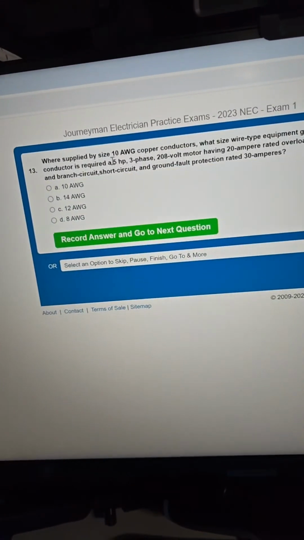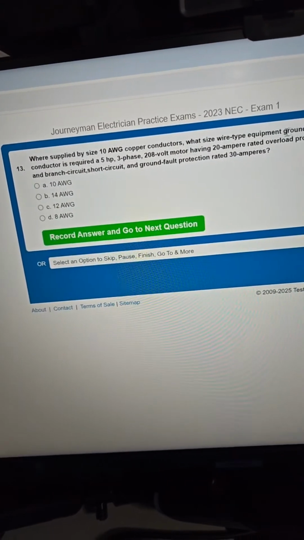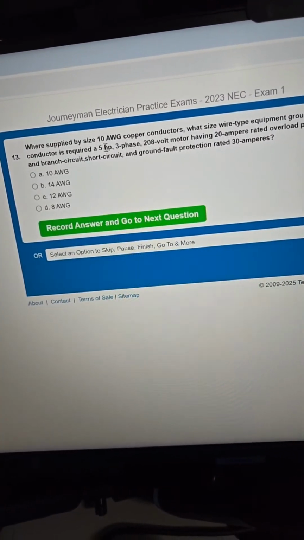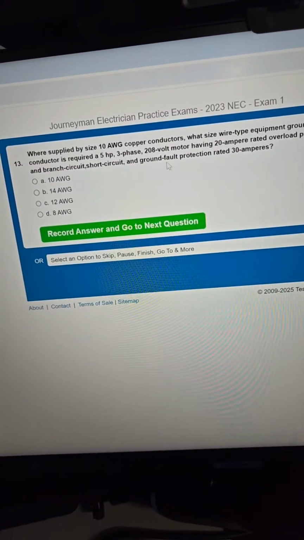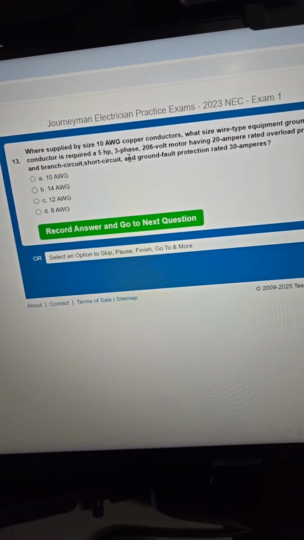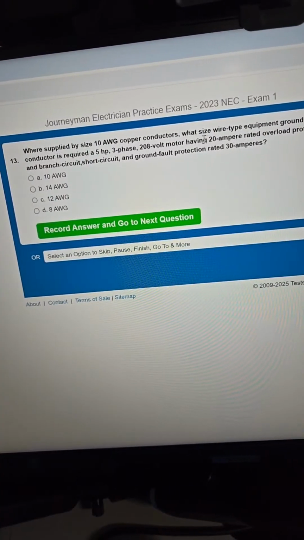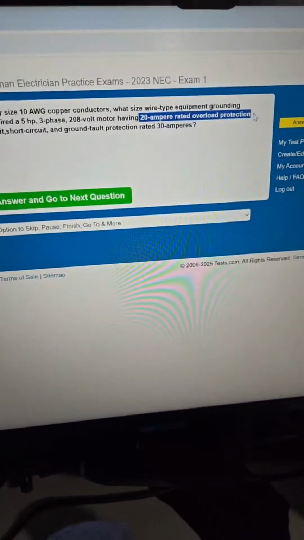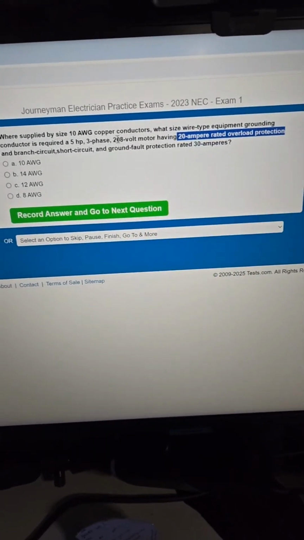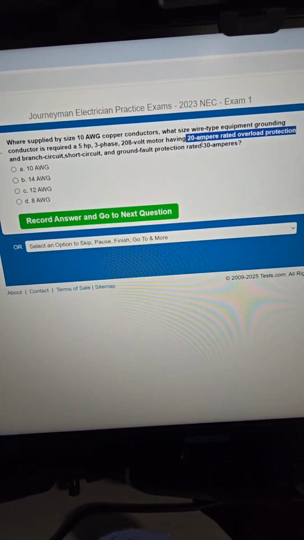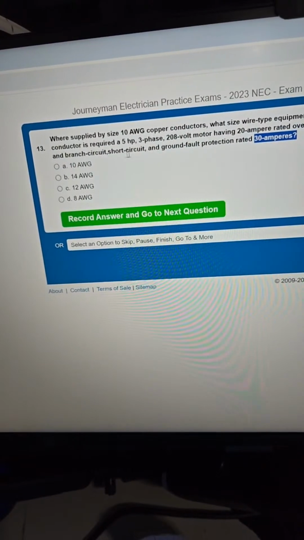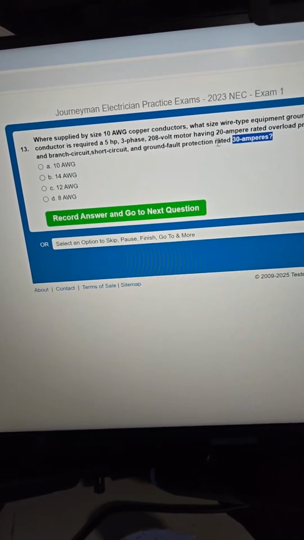The supply size number 10, copper conductors. What size equipment grounding conductor is required? Damn. 5 horsepower, 3-phase, 208, having 20 amp rated overload protection. 20 amp rated overload protection, but that's not the circuit. So that's just overload. That's not overcurrent protection. The short circuit and ground fault protection is at 30 amps. The branch circuit, short circuit, and ground fault protection is 20 amps.